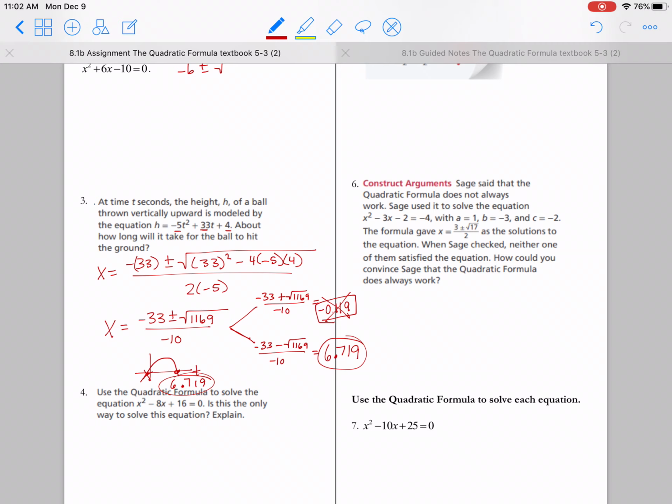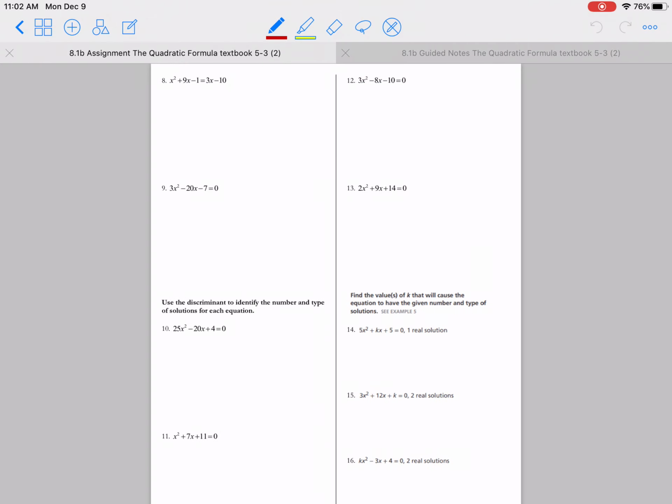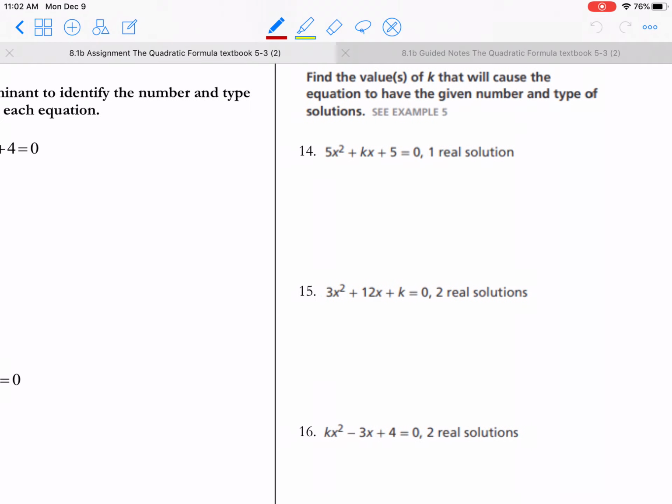All right, try out the other problems. We have a few where you're finding errors, using the quadratic formula, using the discriminant, and then these last three go with that example 5 that we described before. So we're using our discriminant to try and get one real solution or two real solutions. Good luck, happy working.